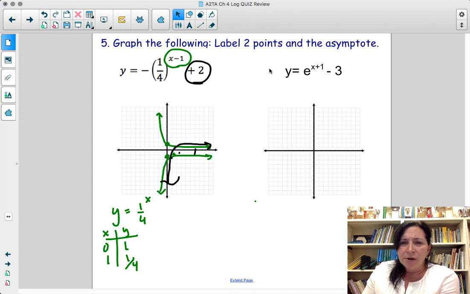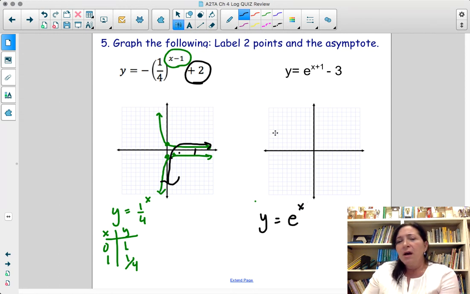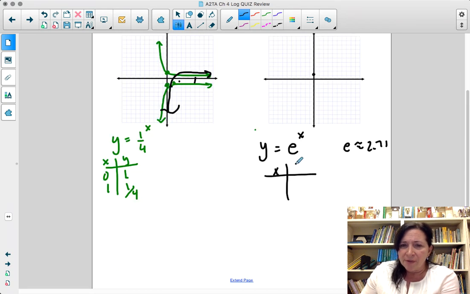For this problem right here, my parent graph, again, would be y is equal to, you could just say, e to the x power. We know that e is approximately 2.71. So we know the graph of y equals 2 to the x was something like this. And so therefore, you just are plotting these values again. I encourage you to plot 2 points minimum. So you have x and y. And so you've got e to the x power. Because x is in my power, I'm going to plot those points 0 and 1. Anything to the 0 power is 1. e to the 1 power is e. e happens to be 2.71.